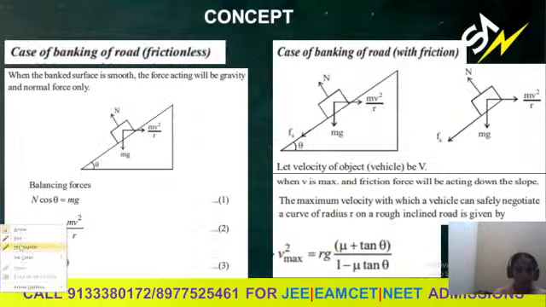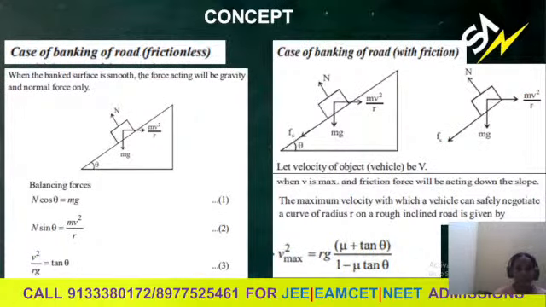And let us see the case of a banking of road. Banking of road, and it is frictionless, no friction. Banking of road means there is a difference in the inner and upper layer of the road. It is raised up a little, making angle theta with the horizontal. There is an angle of inclination.